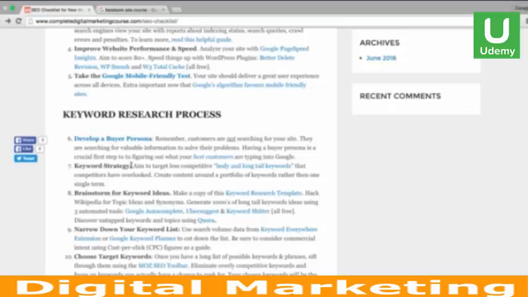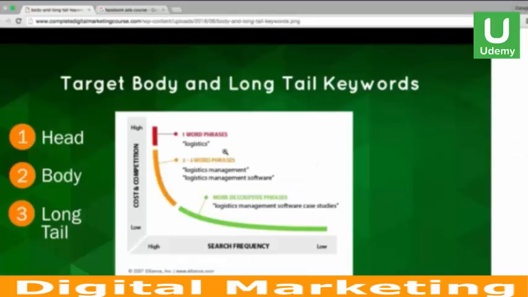So what you should really do is approach this strategically. You want to aim for less competitive keywords, and really you should be thinking about and going out from right from the start is aiming to create content around body and long tail keywords. And to explain this, I have a quick slide here. So think about keywords in 3 different categories. First are the head keywords. These are one-word phrases like logistics, and they're called head keywords because they really represent the head of the graph here. Then there are body keywords. These are 2 to 3 word phrases.